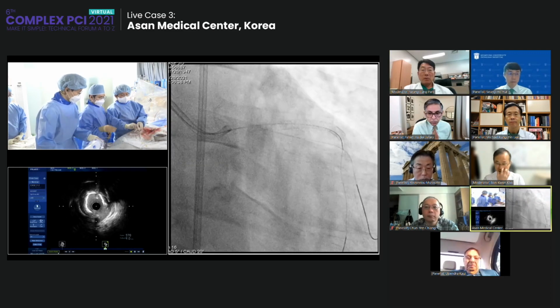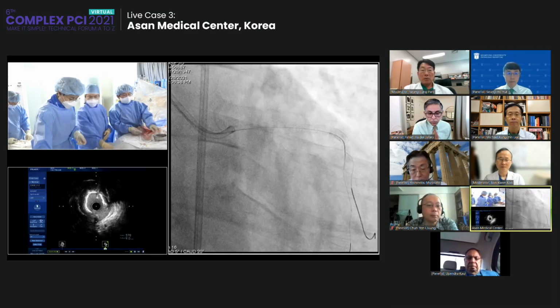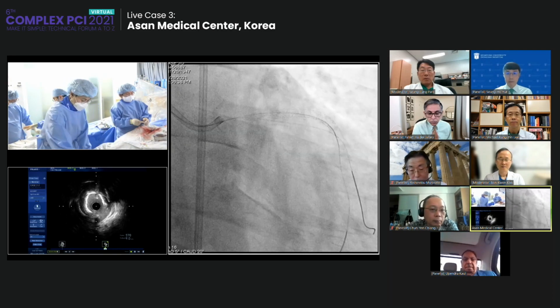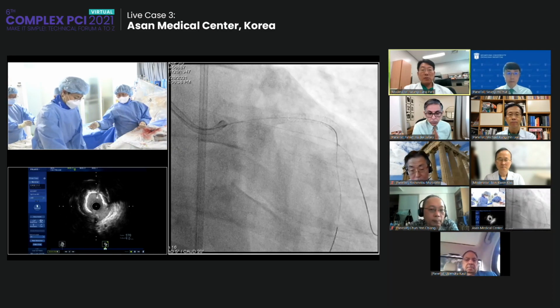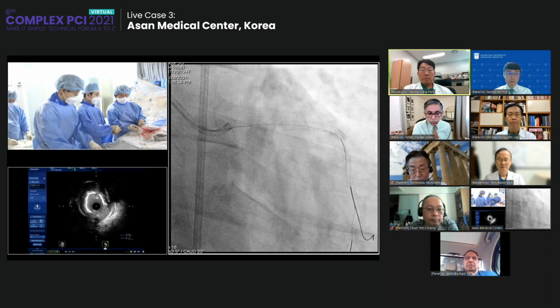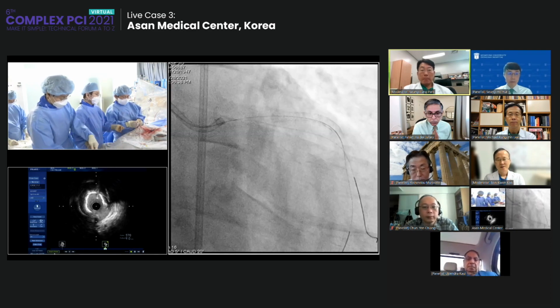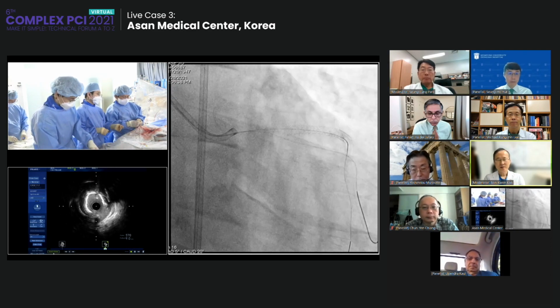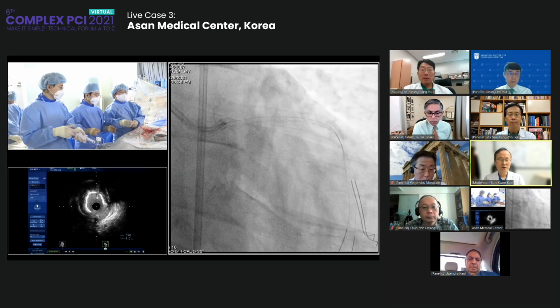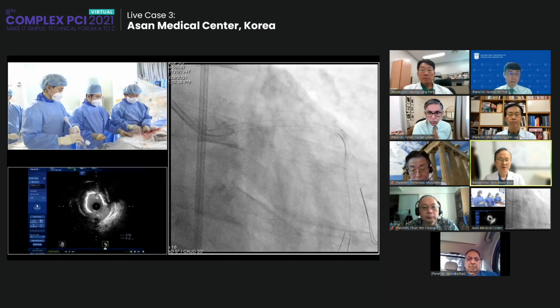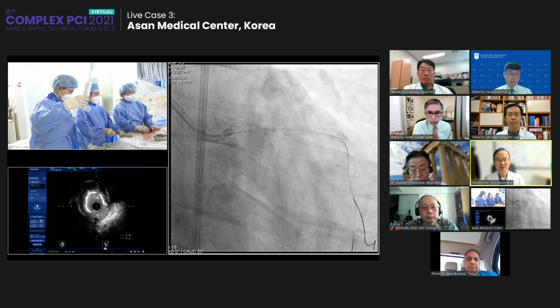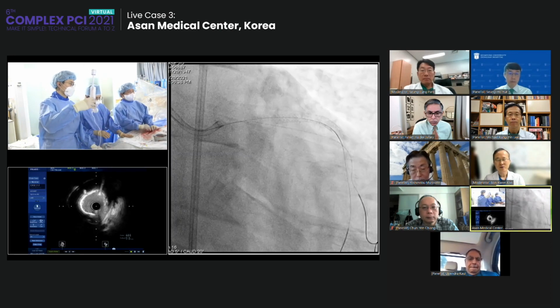So please give me the 2.5 high pressure balloon for the diagonal branches? Yes, right. So Dr. Tan, your plan is a two stenting technique. What kind of crush, balloon crush? Balloon crush technique, yeah.